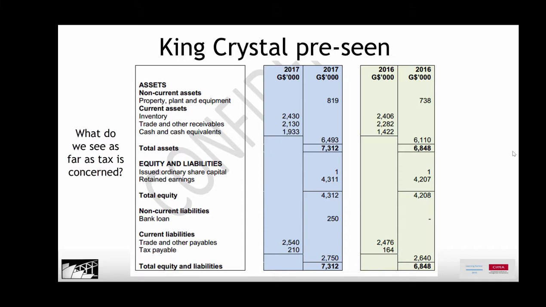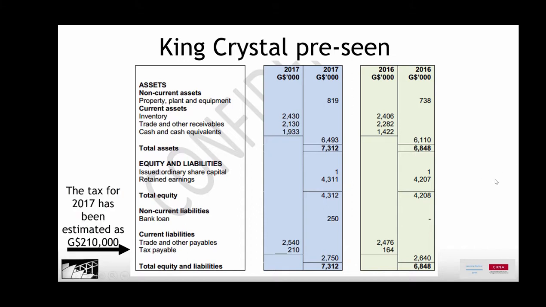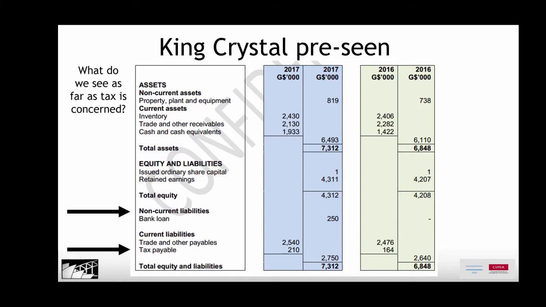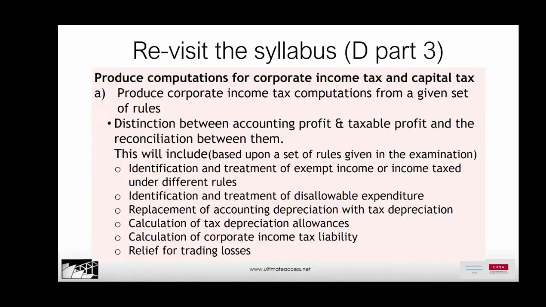And so here we've got the statement of financial position, and we can see certain things as far as tax is concerned. We can see that we've got some tax payable, and that's shown here with a big black arrow, and that's been estimated for 2017 as being 210,000 Gigland dollars. We can also see that there's nothing in the non-current liabilities section, so there's no deferred tax. Interesting, because there is an allowance for deferred tax, but in this case King Crystal doesn't have any.